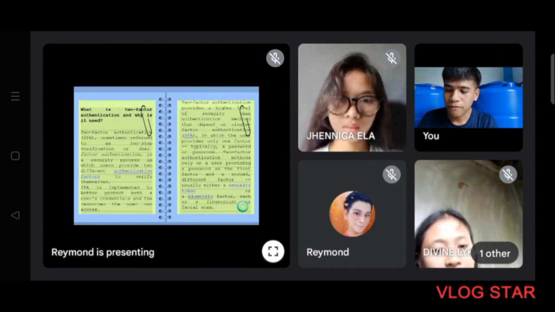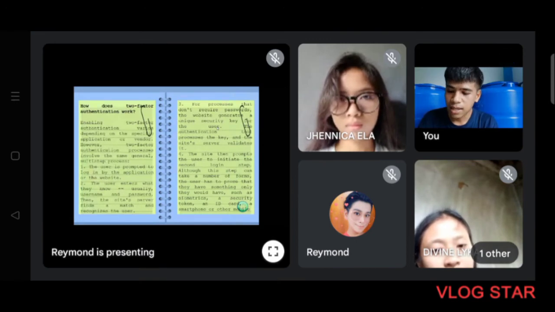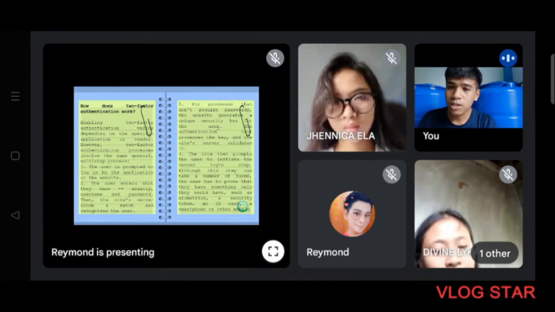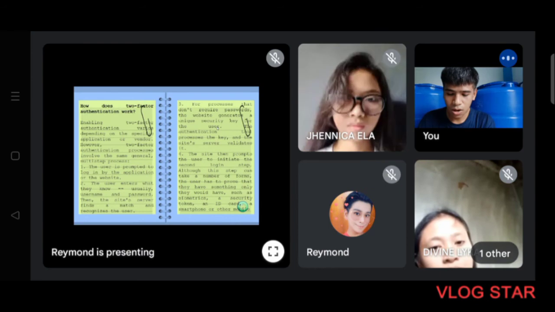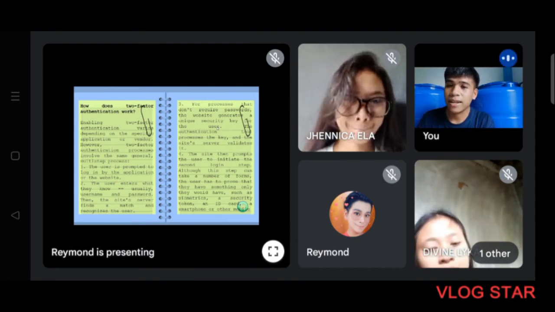First step, the user is prompted to log in by the application or the website. Second, the user enters what they know, usually username and password. Then the site server finds a match and recognizes the user. Third is for processes that don't require a password. The website generates a unique security key for the user, which is also known as an OTP or one-time password or passcode. The authentication tool processes the key and the site server validates it.